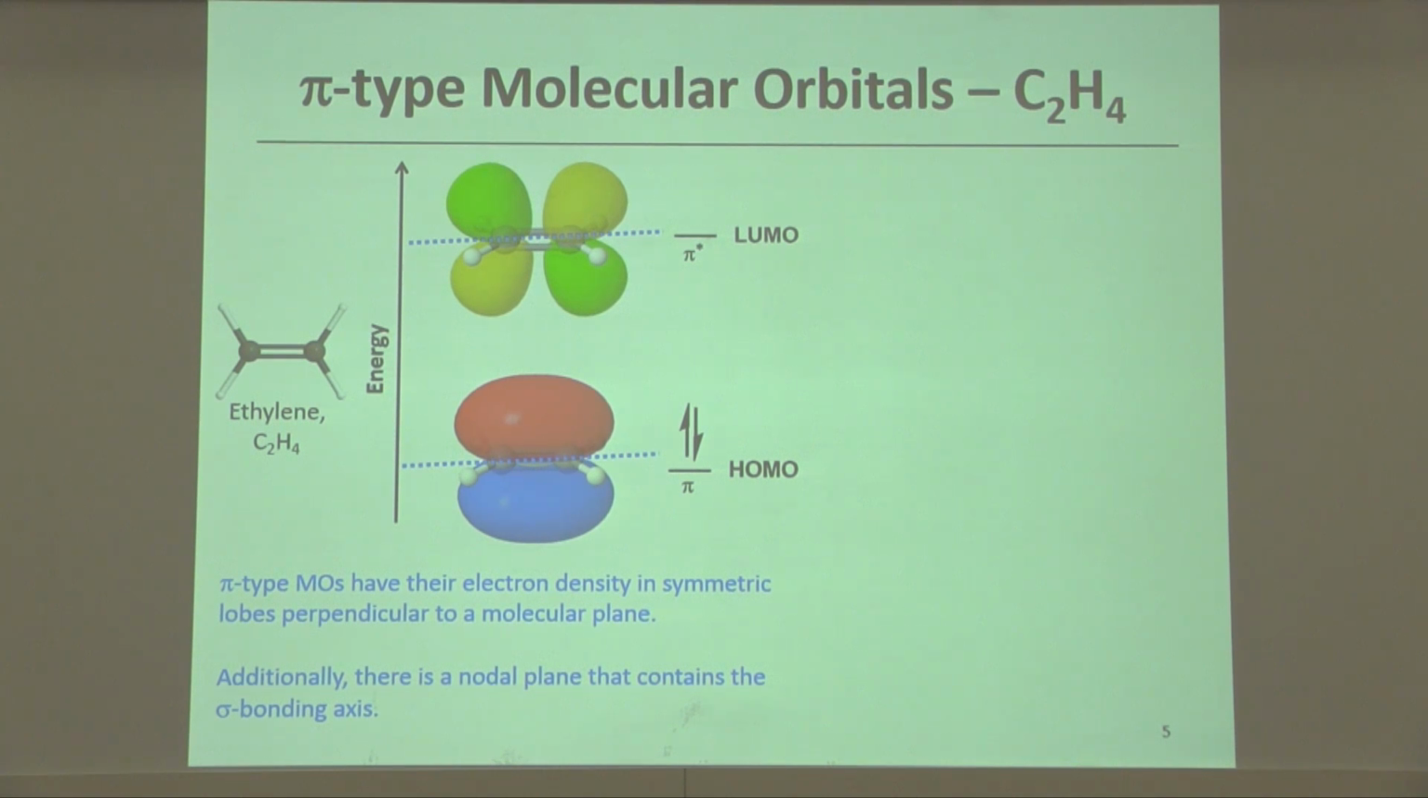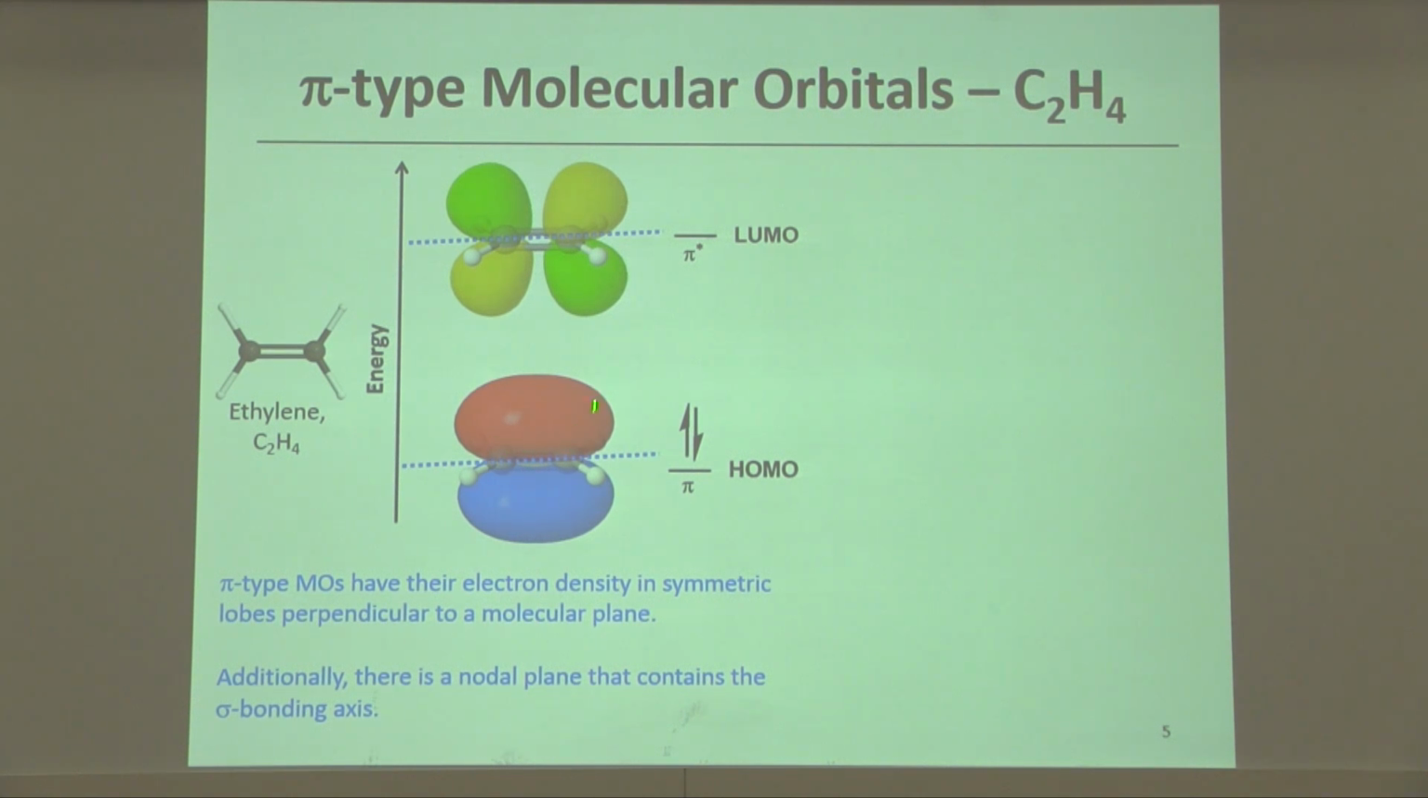Importantly, there is a nodal plane in each of these orbitals, distinguishing them from sigma-type bonds, where there is no actual electron density along the bonding axis. Instead, that bonding axis runs through a nodal plane. All of the electron density in these two orbitals is symmetric about that nodal plane and off of the sigma bonding axis that we saw in the previous slide.